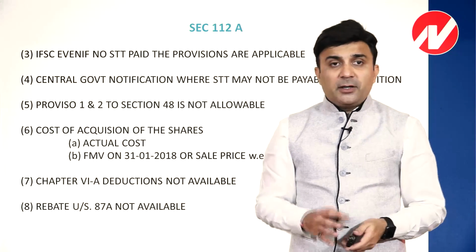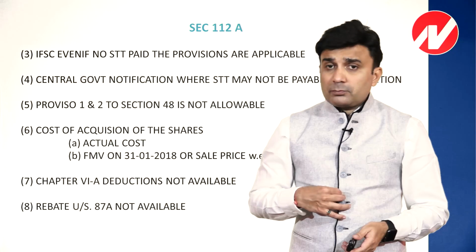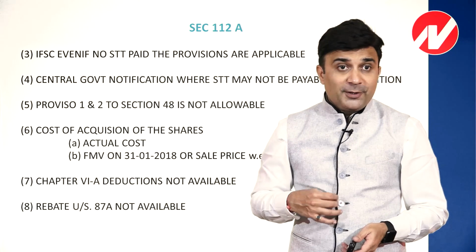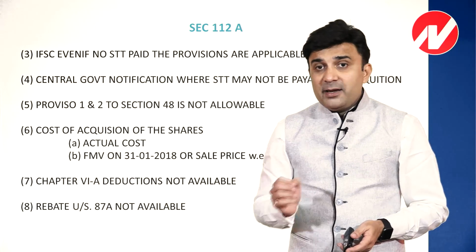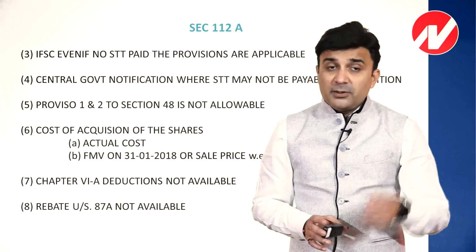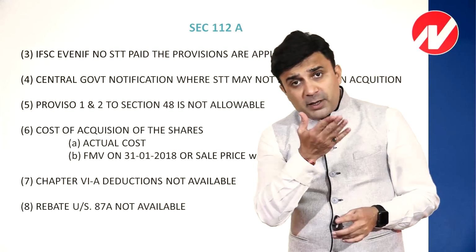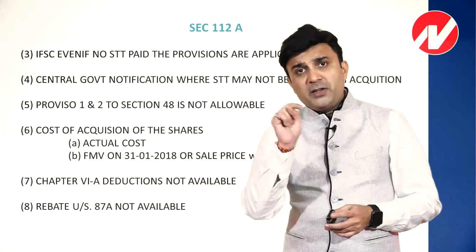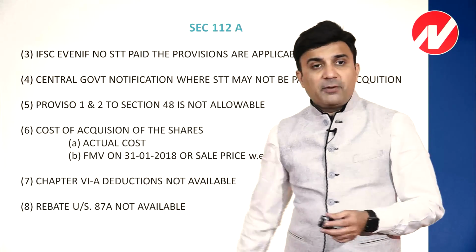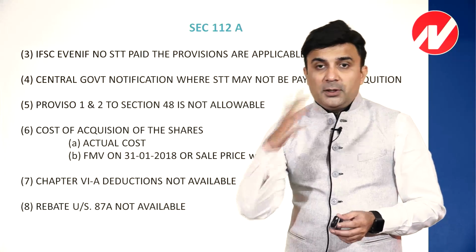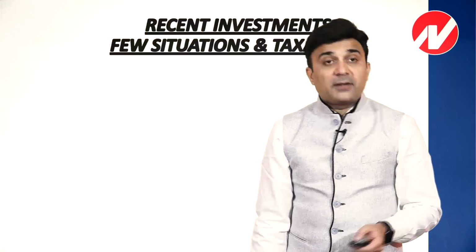Friends, chapter 6A deductions are not available from the same. And one most important provision which has been provided here is rebate under section 87A is not available. This is something unique. Even we are claiming rebate from casual income also, but very specifically provided 87A is not available from the 112A tax.